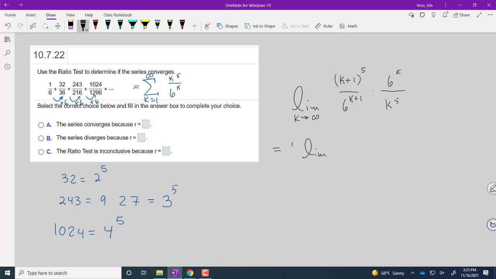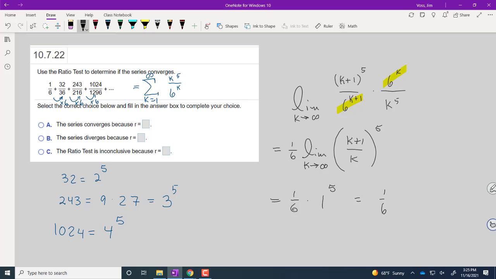Yeah, so down in the denominator, let's pull it out as a 1/6. That would take care of the 6 to the k plus 1 and the 6 to the k. That's 1/6. Now we have k plus 1 to the 5 over k to the 5. So that's k plus 1 over k, quantity to the 5. And what is that limit as k goes to infinity? Yeah, so this is going to be 1/6 times 1 to the 5th. 1 to the 5th is not indeterminate. 1 to the infinity is indeterminate. So we end up with 1/6.